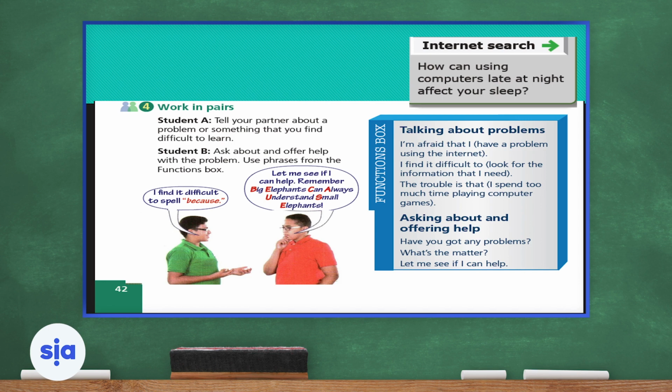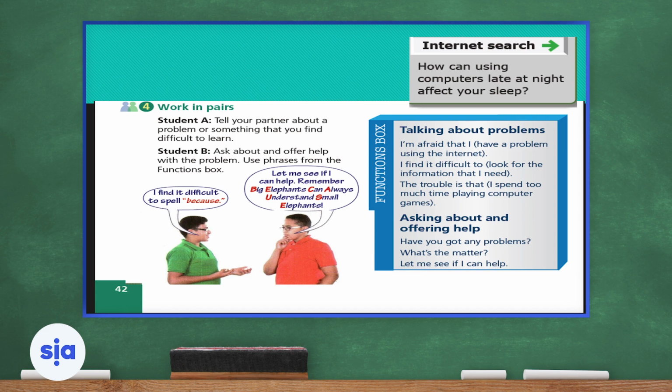If we look at the example in the speech bubble, it says, I find it difficult to spell because. And then the other student B says, let me see if I can help. Remember, B, big elephants, E. C, can, A, always, U, understand, S, small, and E, elephant. This is one way to help with the spelling of because.